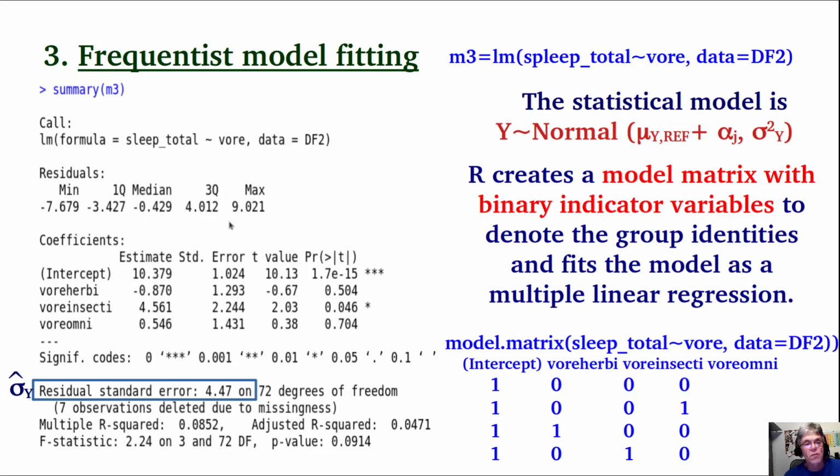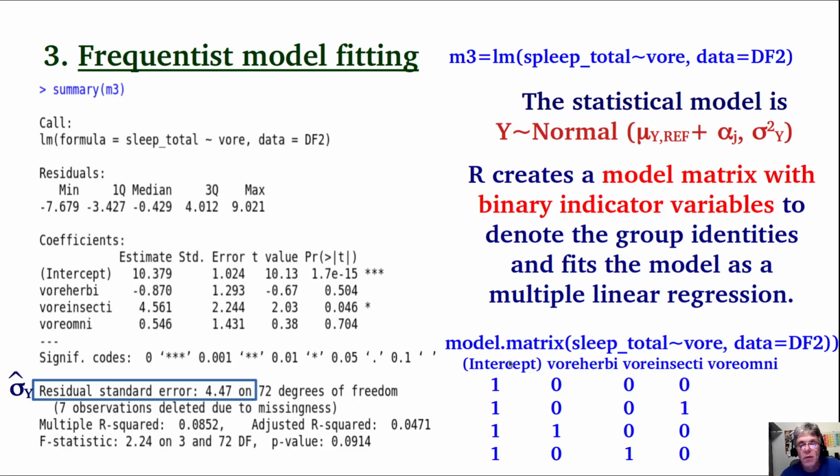What R does to fit this model is that it creates a model matrix, which is shown here, with a set of binary indicator variables that identifies the groups, and fits this model as if it were a linear regression.